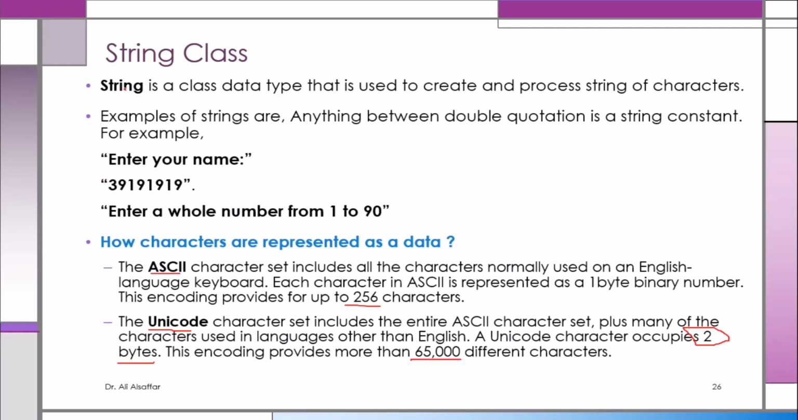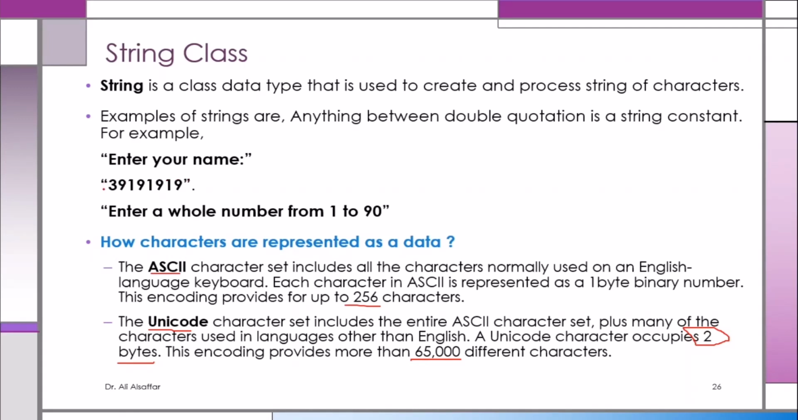How to represent a string? For each character, if it is ASCII code, it takes 1 byte. So if I have the message "enter your name", and it is represented by ASCII code, how many bytes will it need in the memory? It needs 1, 2, 3, 4, 5, 6. The space is also counted. 7, 8, 9, 10, 11, 12, 13, 14, 15, and 16. So it needs 16. But if you represent it by Unicode, you need to multiply it by 2, which is 32.